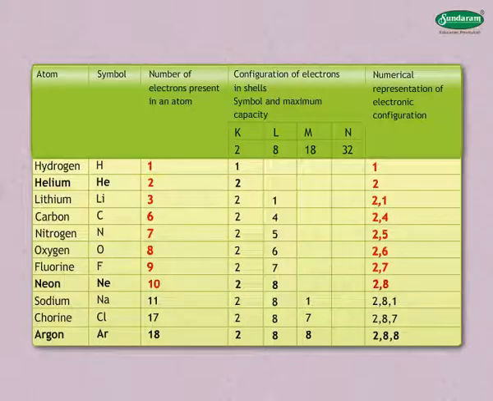The number of electrons present in the sodium atom is 11, and the electronic configuration is 2, 8, 1. The number of electrons present in the chlorine atom is 17, and the electronic configuration is 2, 8, 7. The number of electrons present in the argon atom is 18, and the electronic configuration is 2, 8, 8.